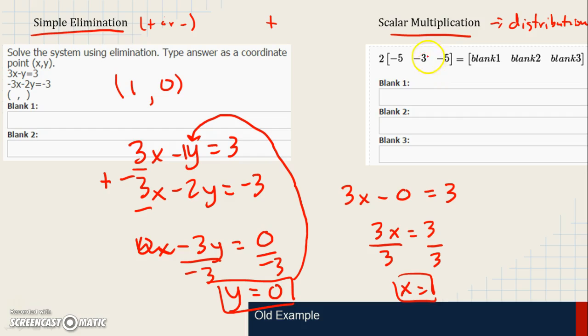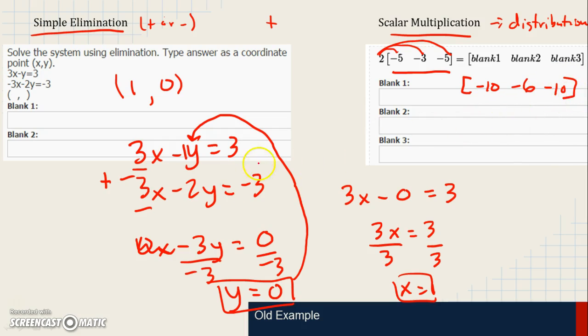The second example that's going to help us today is scalar multiplication or distribution. Again, if you don't remember what we did, we were given a matrix, and then we had this number outside, and if you replace this bracket with parentheses, you can see that this 2 could be distributed, right? And that's exactly what we're going to do. We're going to distribute the 2 or multiply it to all the values inside the brackets, and we get 2 times negative 5 is negative 10, 2 times negative 3 is negative 6, and 2 times negative 5 again is negative 10. Fairly easy there.